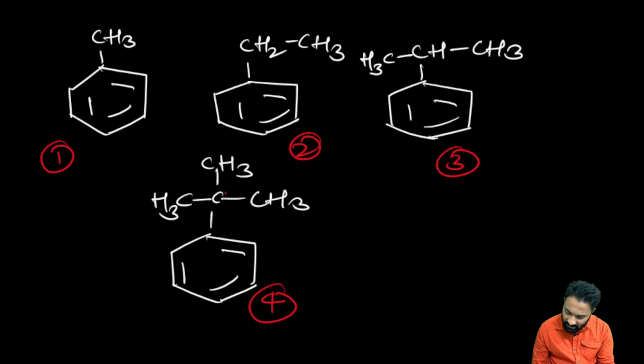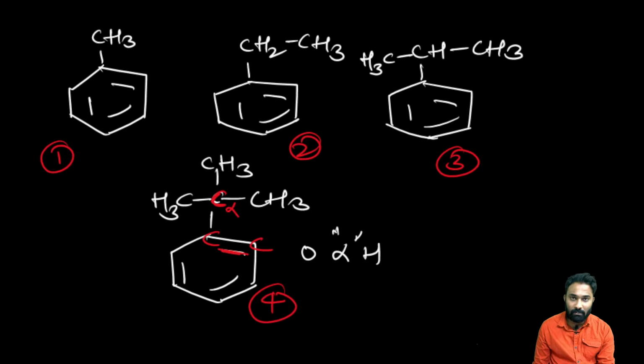See, the fourth one does not contain any alpha hydrogen. One will increase the electron density on the benzene very fast and it has the high plus H effect. See, this has 0 alpha hydrogens. Now you can see this is a double bonded carbon, this is the alpha carbon. The alpha carbon does not contain any hydrogen. 0 alpha hydrogen.